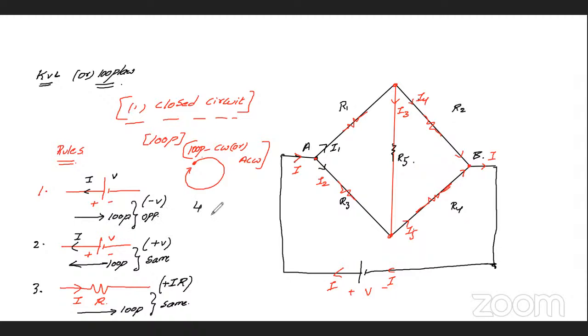Let's see the fourth rule, the last one. Here I'll take the resistor R. Its current direction is in this direction and the loop direction is opposite. So both are in opposite direction, so it is negative, so it is minus IR. Please take it. These are your four rules.